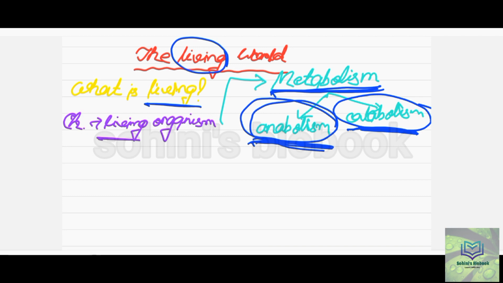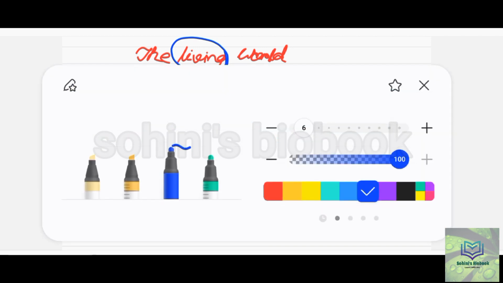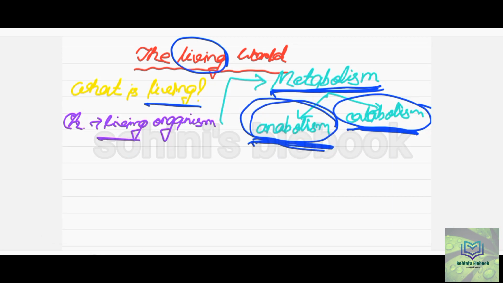It is never present in the body of a non-living entity. So living organisms must possess metabolism. This is a very vital character of life or of the living organism. The second thing to be discussed, at the second point, is growth.